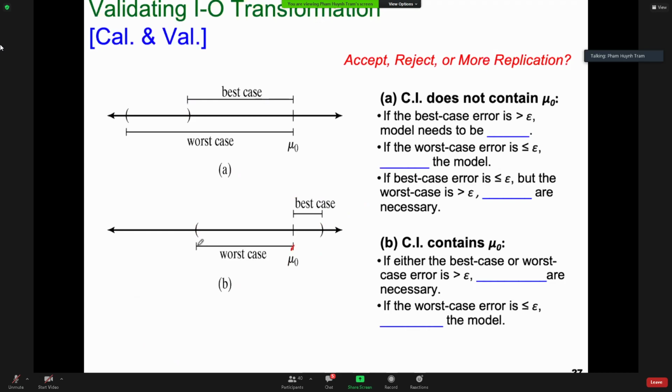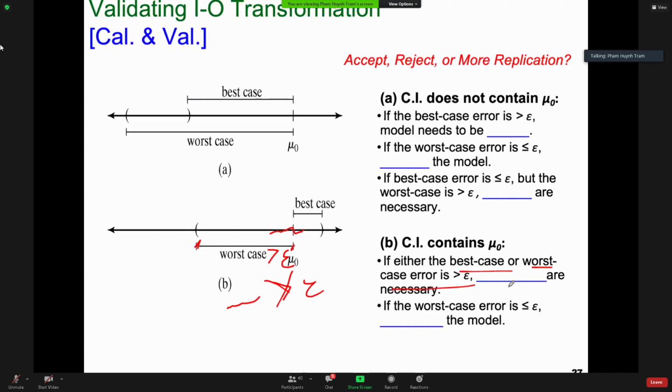We have the worst case larger than epsilon. It's still the same. The worst case larger than epsilon doesn't mean that other cases within our confidence interval are larger than epsilon. We still have other cases, and it's not necessary that it's larger than epsilon. So we cannot say that we reject our model at this point. We still need to run more replication to get the conclusion to refine our model or accept our model. So in short, best case or worst case error larger than epsilon, more replications are necessary to get to the conclusion.